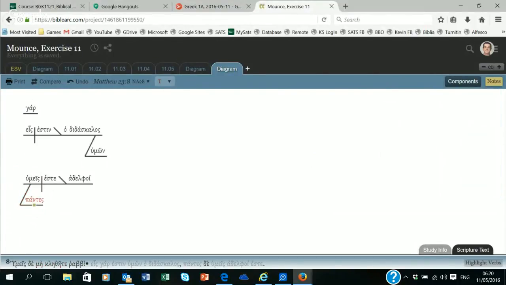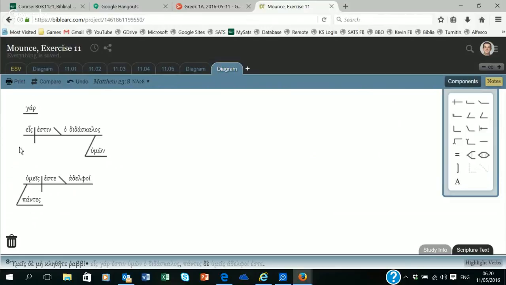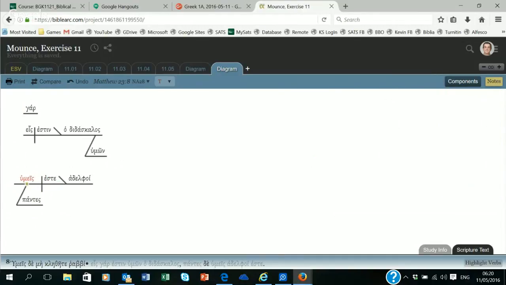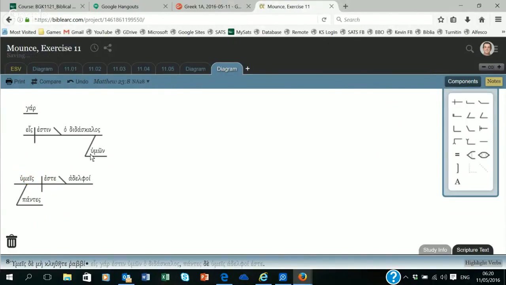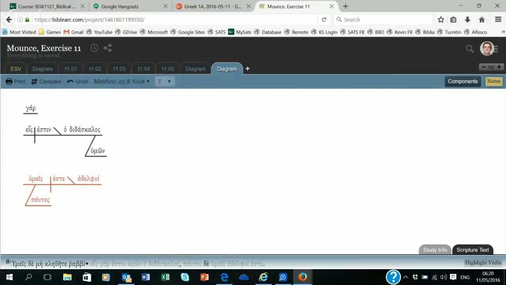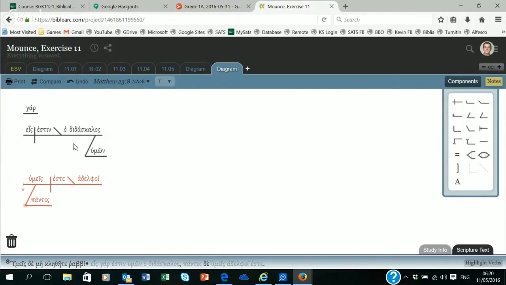And sometimes it likes to put stuff below the line. I suggest we keep stuff above the line. Let's move that to the right. So you can neaten this up in terms of its display once you're done, but essentially that's the sentence. You are brothers. Pantes is an adjective modifying humes, so it's subordinate to that. It's not verbal, it's an adjective, so it has the line that slants that way.